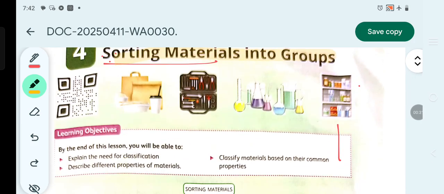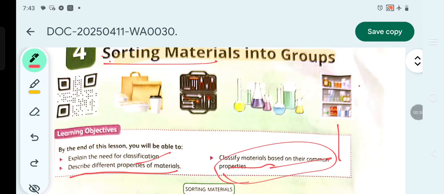So first in this chapter we will learn to explain the need of classification, why classification is important, and different types of properties and materials based on their common properties, and we are going to learn all of them in this chapter.